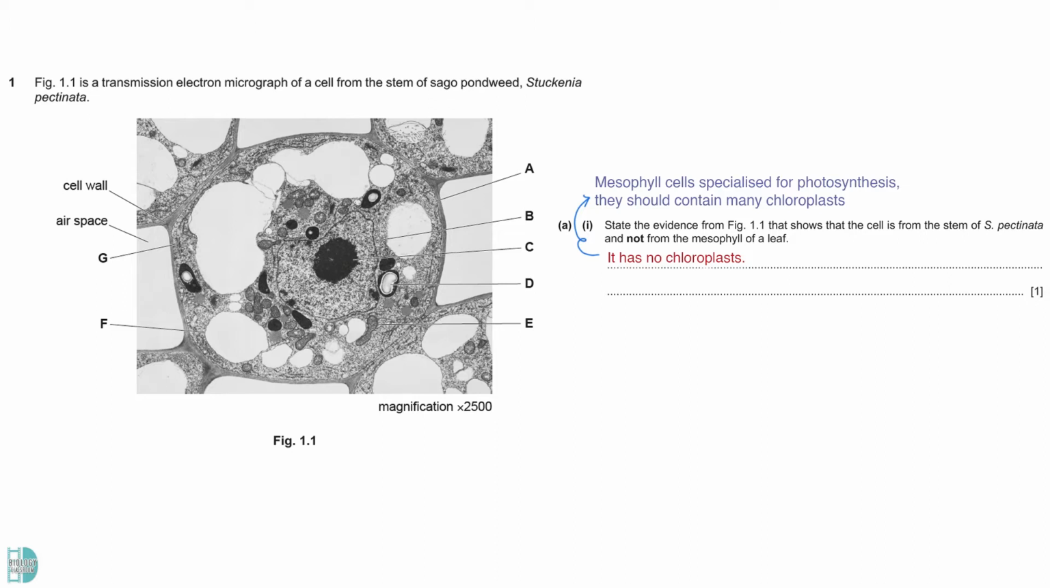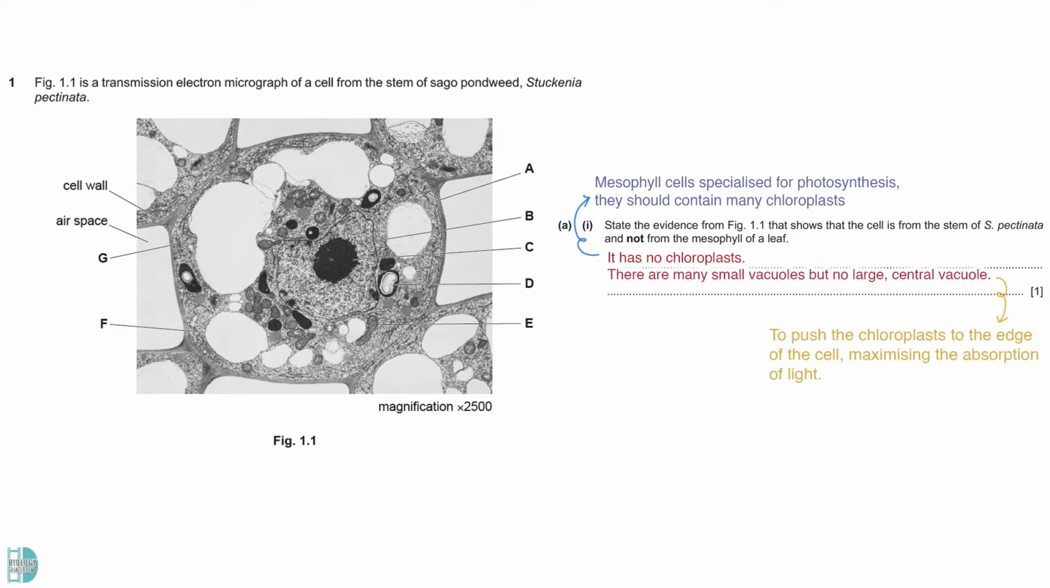A typical mesophyll cell should also contain a large central vacuole to push the chloroplast to the edge of the cell, maximizing the absorption of light. This cell contains a few small ones instead. Due to the presence of a large vacuole, the nucleus of a mesophyll cell is located at the edge or the periphery rather than in the center.